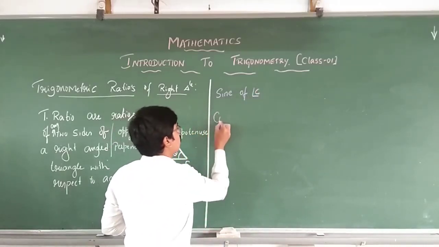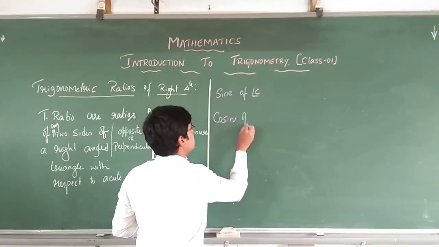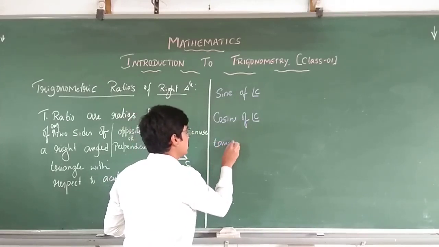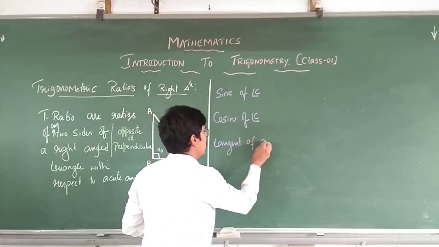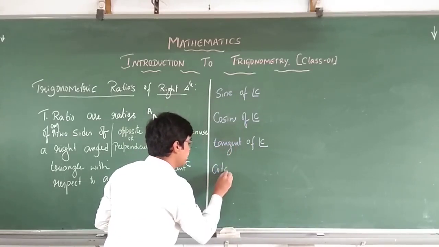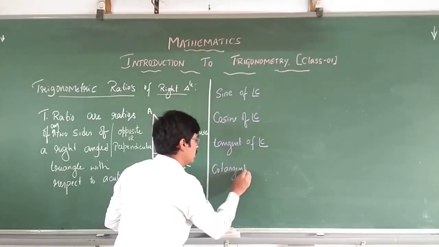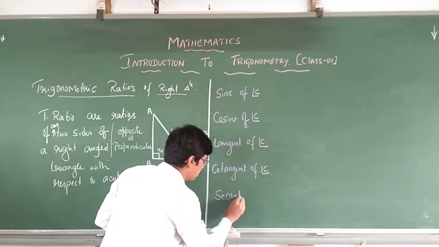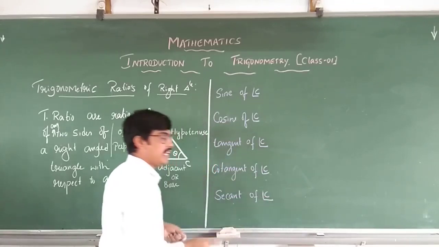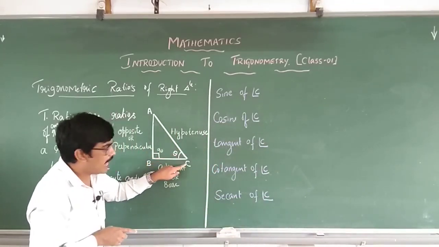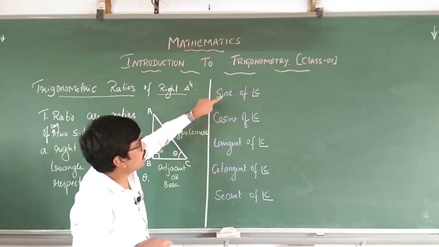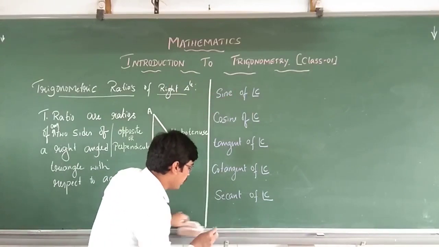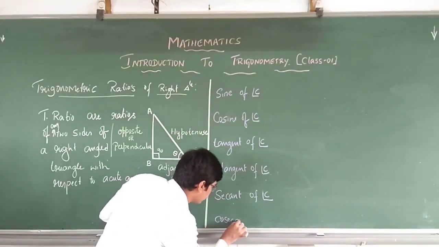Next we call cosine of C. This is the second ratio. Third one, tangent of C. Fourth one, cotangent of C. Fifth one, secant of C. We are defining acute angles to this theta, that is angle C, so I am using the ratio names with respect to the acute angle C. The last one is cosecant of C.